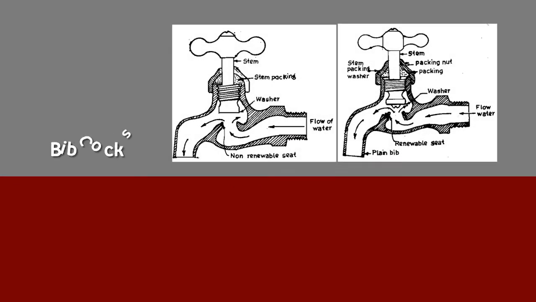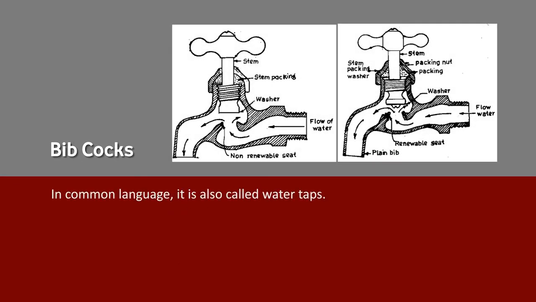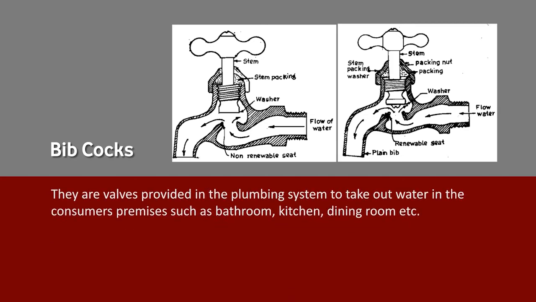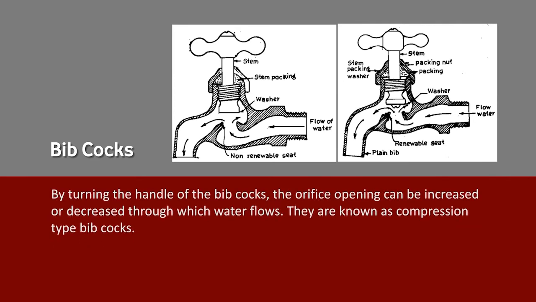stopped. Bibcock. In common language, it is also called water taps. They are valves provided in the plumbing system to take out water in the consumer's premises, such as bathroom, kitchen, dining room, etc. By turning the handle of the bibcock, the orifice opening through which water flows can be increased or decreased. They are known as compression type bibcock. Two types of bibcocks are shown in the picture.